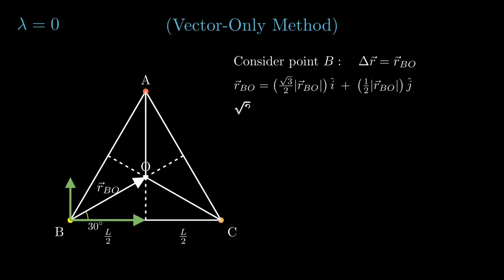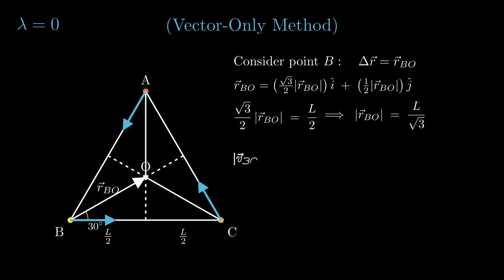Now the parallel component of RBO is equal to half the length of the side of the triangle, which allows us to obtain RBO in terms of L as L by square root of 3. As for the velocity, the bug B moves towards C with a speed v. But what we require is the component of this vector along the displacement vector towards the centroid. So we obtain that component through a dot product between VB and the unit vector along RBO, obtaining square root of 3 over 2 times V in the direction of R hat.